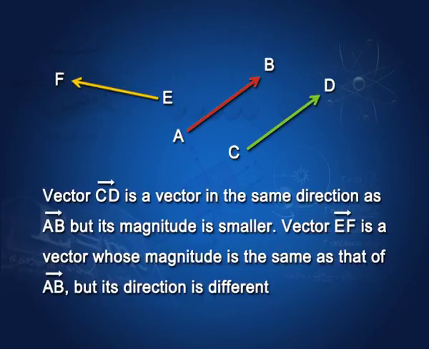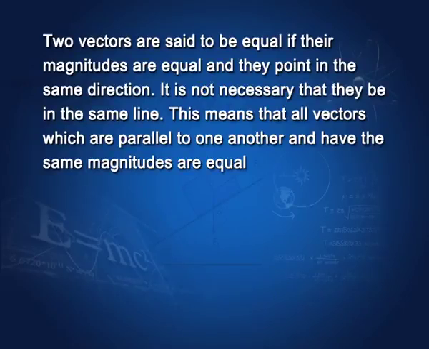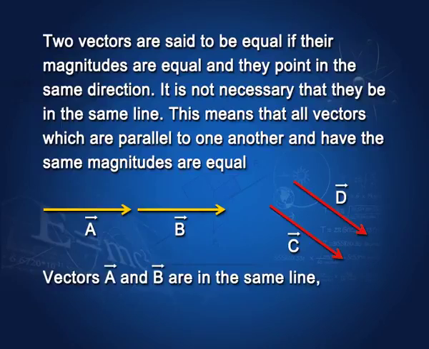So, all these vectors have different properties. CD and AB are parallel, but have different magnitudes. EF and AB have the same magnitude, but different directions. Two vectors are said to be equal if their magnitudes are equal and they point in the same direction. It is not necessary that they be in the same line. You can see from the example here that vector A and B are in the same line and they have the same magnitude, therefore, they are equal.